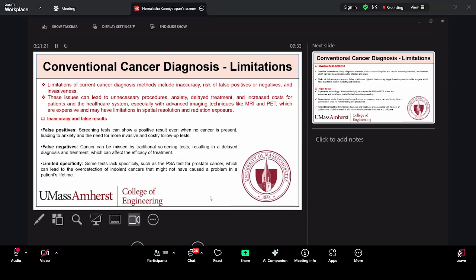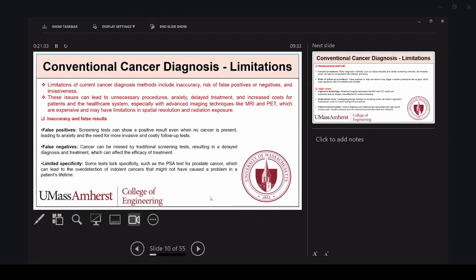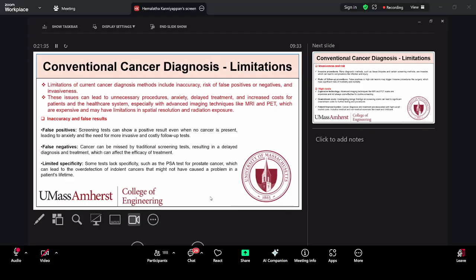Yes. You guys got it? Limitations of current cancer methods include inaccuracy, risk of false positives or negatives, and invasiveness, right? Invasiveness, like patients suffer a lot. Biopsy is not that easy. In the slides, I just put a line saying that a small mass of tissue is collected. No, it's an invasive procedure, correct? It leads to a lot of pain for the patient and is also too pricey.